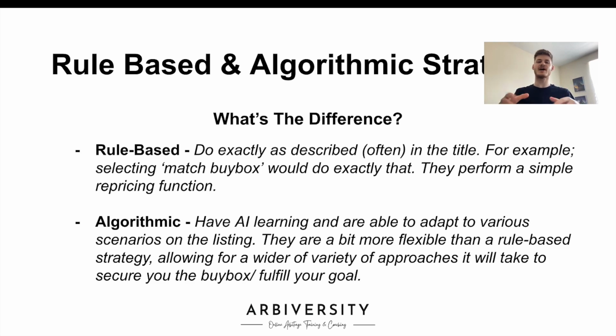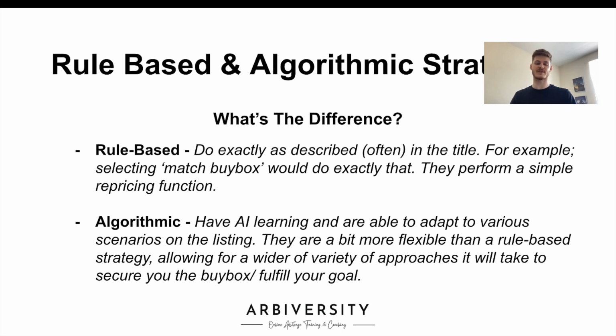So rule-based and algorithmic strategies, what is the difference? So rule-based is exactly as often described in the title. For example, if you selected one that said match buy box, it's going to do exactly that. They perform a very simple repricing function, which I suppose is great if you have very simple repricing aims.